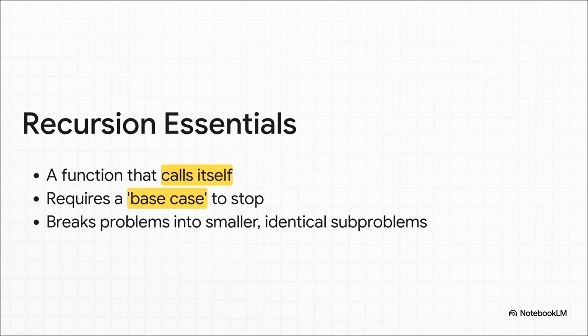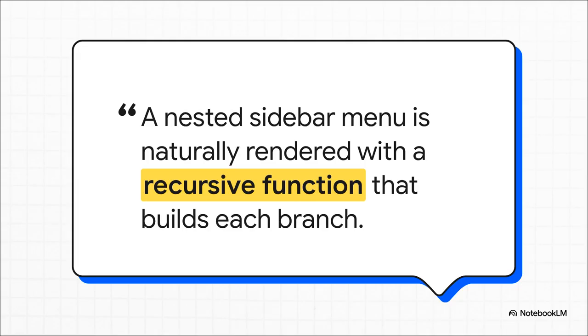Now, tied really closely to navigating trees is recursion, which is just a fancy way of saying a function that calls itself. I know it can sound a little intimidating, but it's such a natural way to work with nested things like the DOM. You just need two things: a base case, which is basically the off switch to stop it from running forever, and the recursive step, where it calls itself to solve a smaller piece of the same problem.